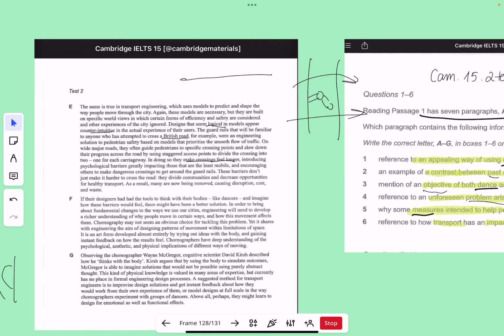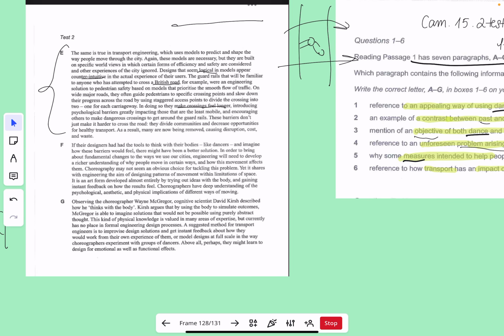If designers had the tools to think with their bodies like dancers, imagine how these barriers would feel. Now it has come to dancers: they think only with their eyes, not with their body. There might have been a better solution.